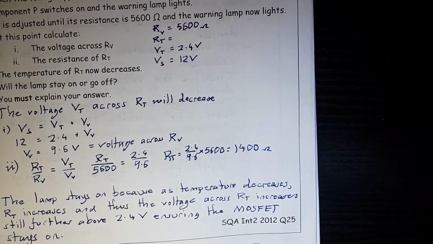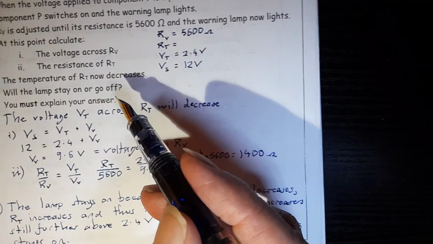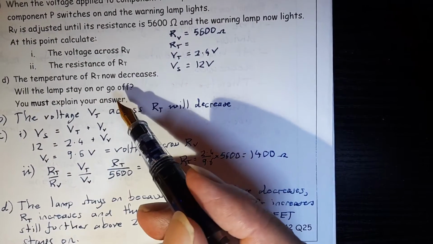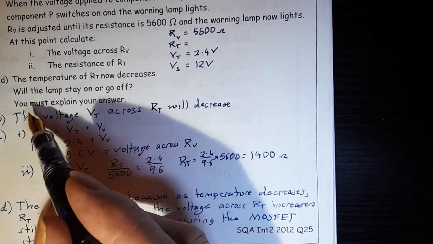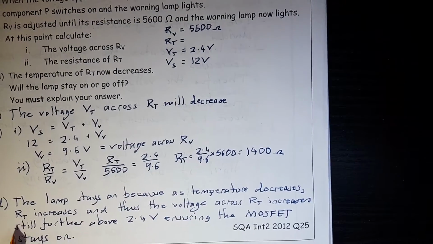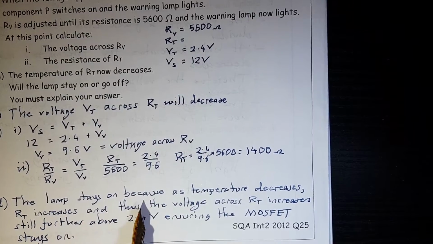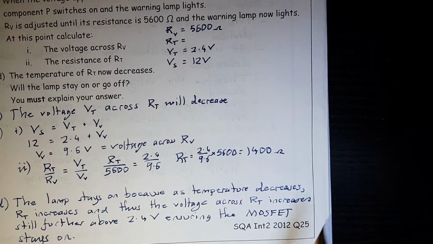Last part, the temperature of RT now decreases. Will the lamp stay on or go off? And you must explain your answer. So we can make a statement that the lamp stays on, but we must explain it. If we don't give an explanation, we'll get no marks, guaranteed.